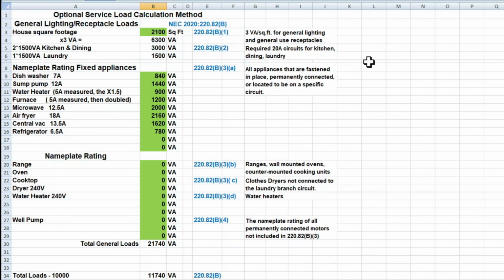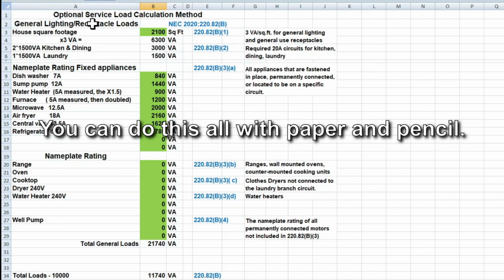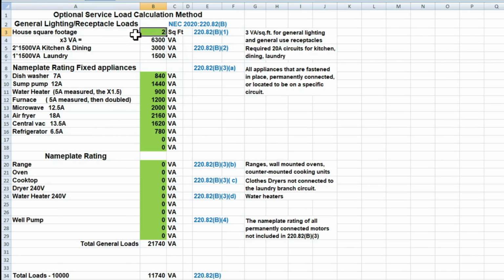So here's the spreadsheet. Let me show you what we have here. It's called the optional service load calculation method. General lighting / receptacle loads are first in the list. And there's an input field here, a cell, where you can input the square footage of the house that you're working on. So mine's 2,100 square feet. I put that in there. Then it automatically multiplies the square feet times 3 VA, so that's 6,300.